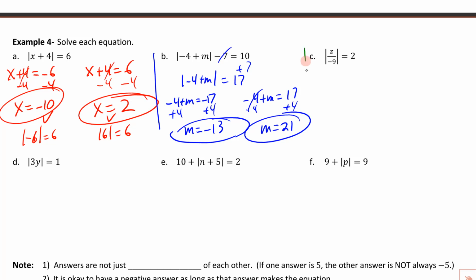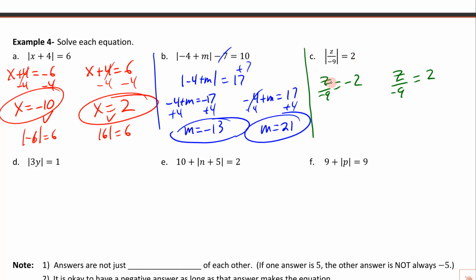Let's go ahead and take a look at this next one. You'll notice that the absolute value is already isolated. So I'm going to go ahead and remove the absolute value. I'm going to write the z over negative 9 on this side and set that equal to 2. Remove the absolute value and set it equal to the opposite of this number. So that's going to be -2.